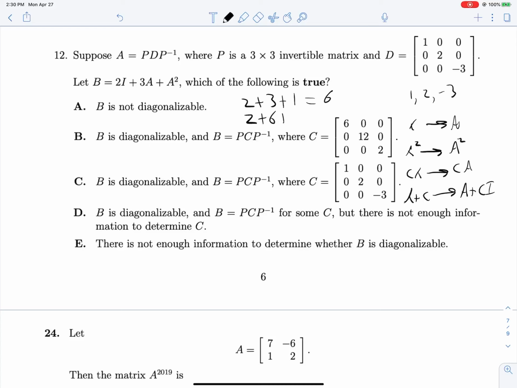plus 2 times 3, which is 6, plus 2 squared, which is 4. That gives us 12. And then for our final eigenvalue, -3, we'll have 2 from that 2i, minus 9, plus 9 is just equal to 2. So we see that our eigenvalues 6, 12, and 2 will correspond exactly to that diagonal C matrix used to diagonalize B. So yes, we do know that B is diagonalizable because we found 3 distinct eigenvalues for B.